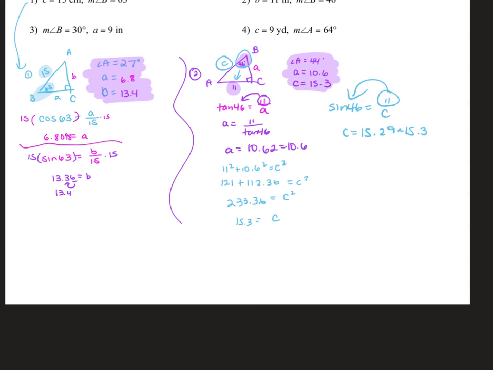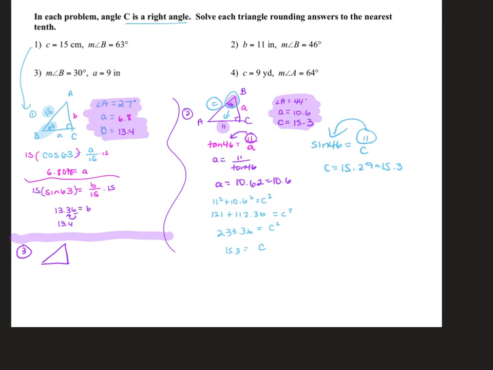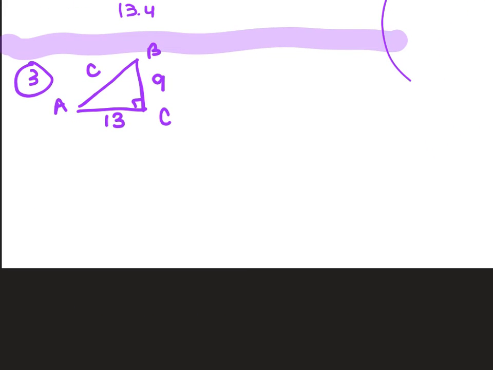Okay, moving on to number 3. Sorry, I just realized I used the old one of these and I had changed it. So for number 3, again, you want to label A, B, C. C is the right angle. This time they gave me side B and they gave me side A. I don't have side C and I don't have either angle. So I can find C by doing the Pythagorean Theorem.